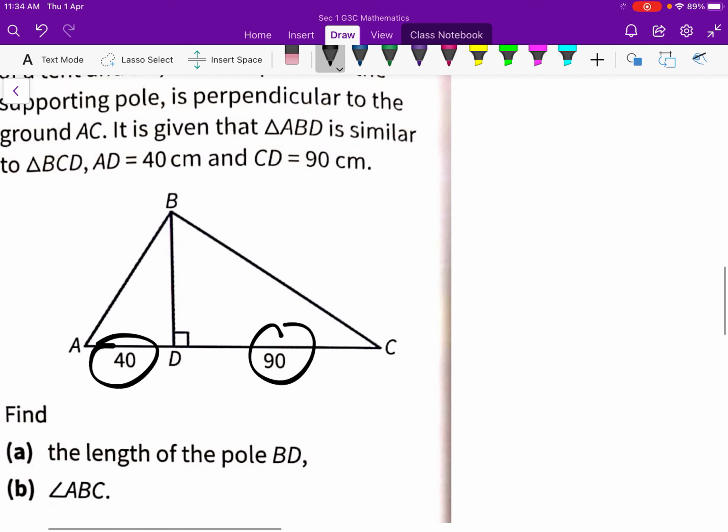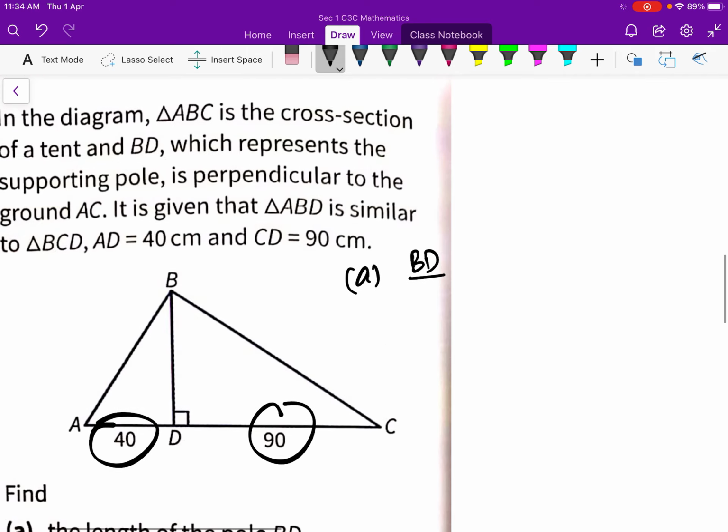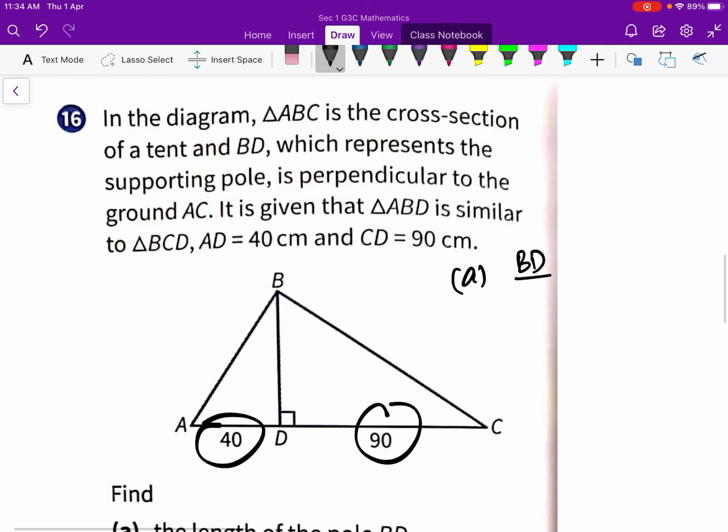Okay, part A. The unknown is BD, so BD over BD, it belongs to both the small and the big triangle, right? Then you look at the name. Oh, BD is found over here. BD is found over here also. Choose one, just choose one. Let's say I go with the ABD, the small triangle. BD divided by CD.